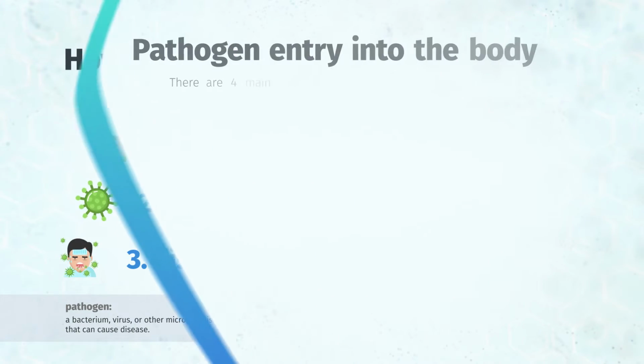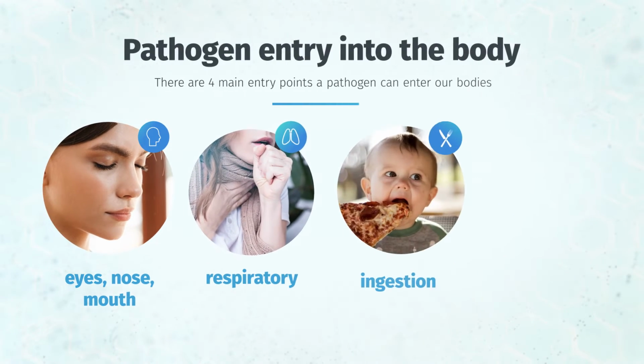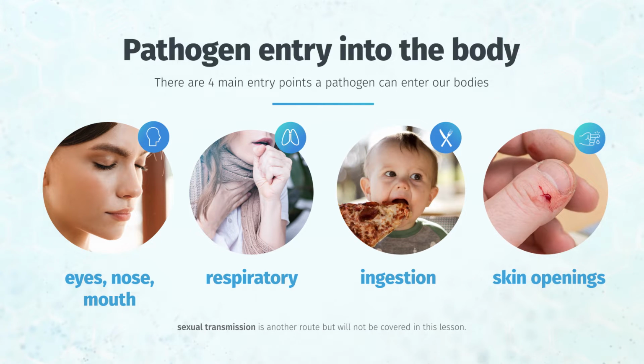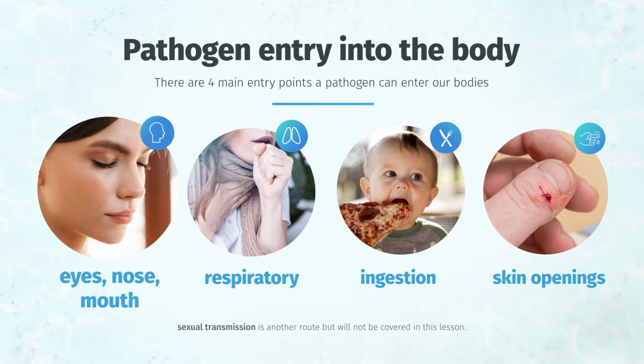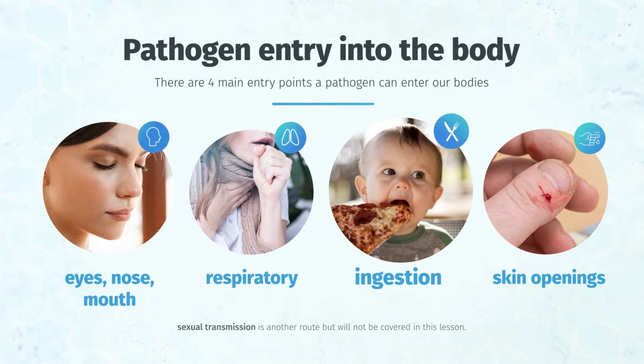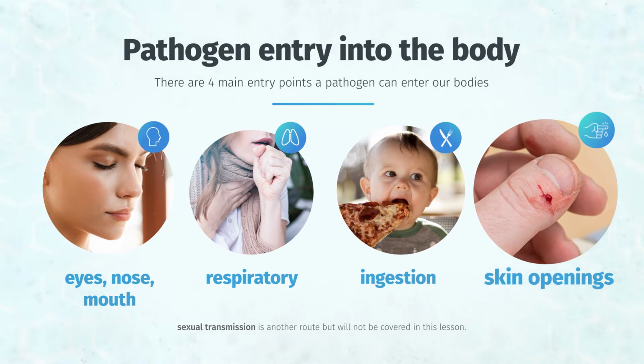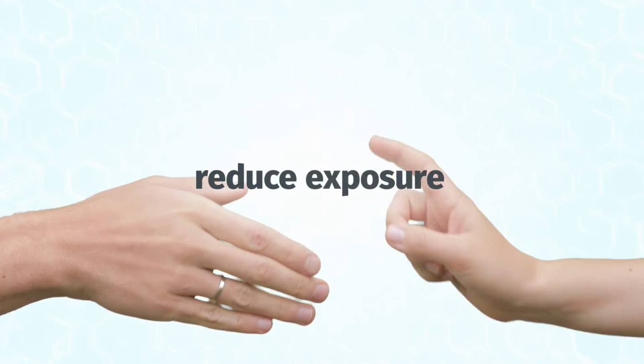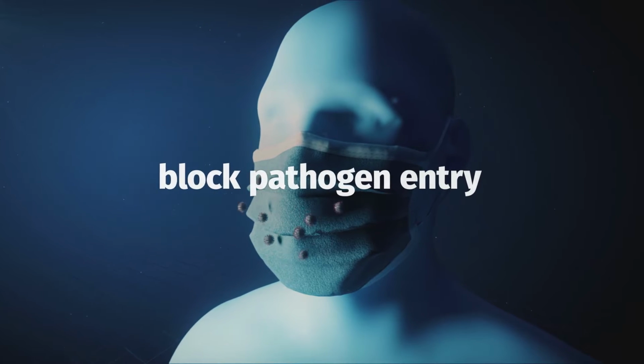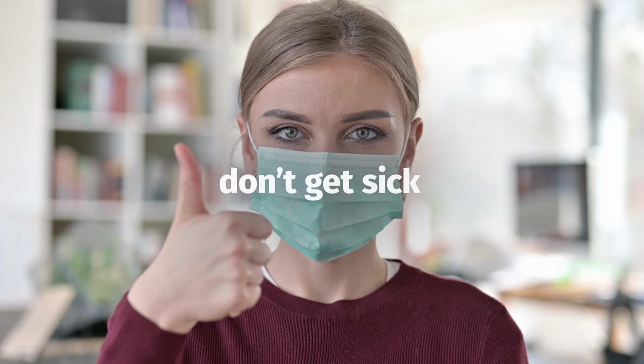Once exposed, there are four main routes a pathogen can enter your body: eyes, nose, and mouth, respiratory, ingestion, and skin openings. So by minimizing your exposure and blocking these routes of pathogen entry, you can reduce or even stop the chance of becoming sick. Okay, let's now take a look at the steps that lead to disease.